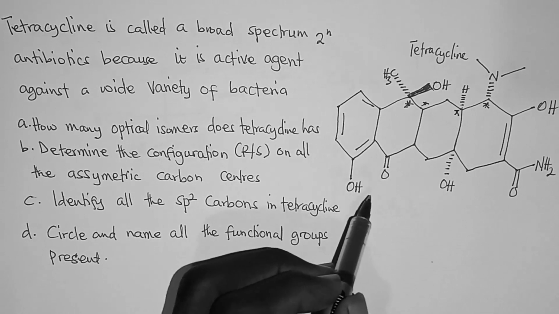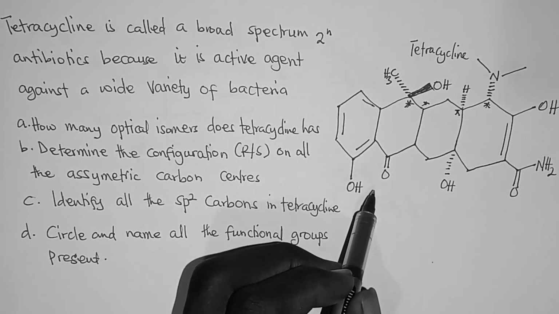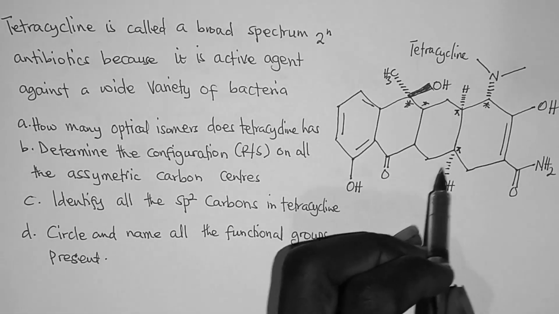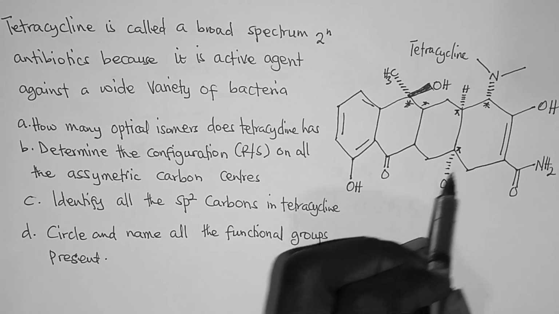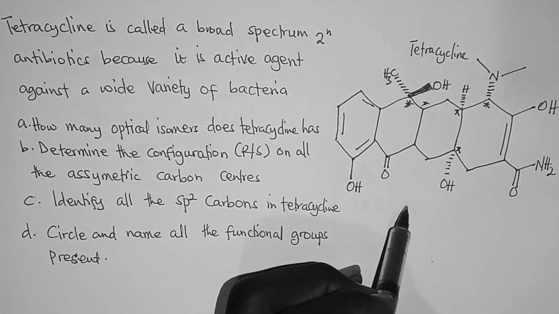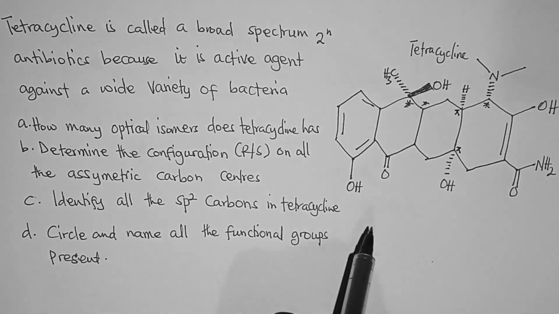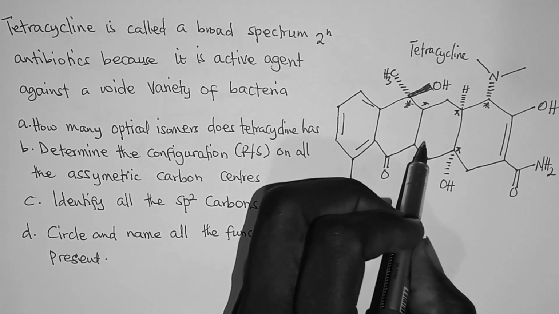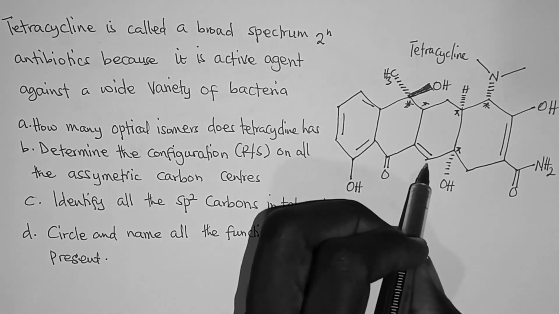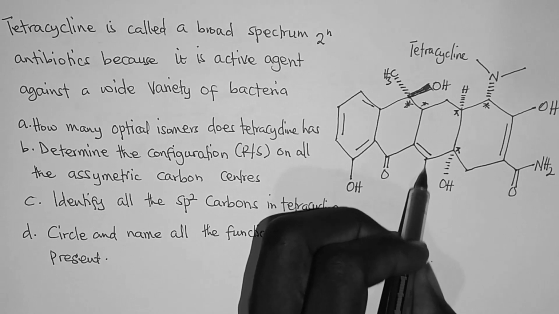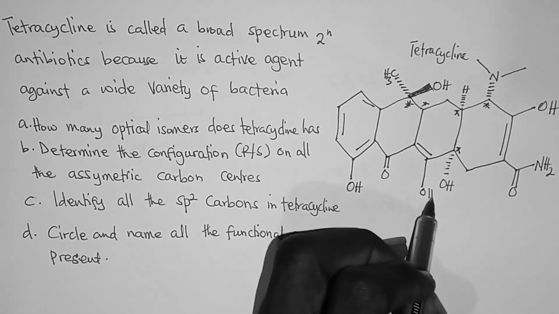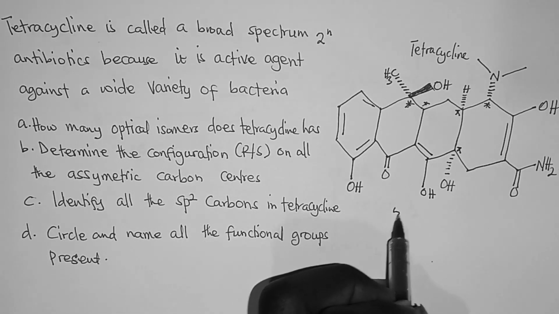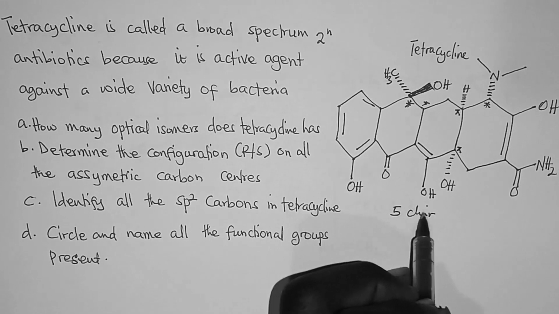And therefore, this is also a chiral center. And you can see that there's also this chiral center over here, because this group is different from this one, which is different from the OH. So how many chiral centers in all do we have? Sorry, I made a mistake. I think there is an alkene, a double bond here, and then there is also an OH here. So you see that tetracycline has 5 chiral centers.